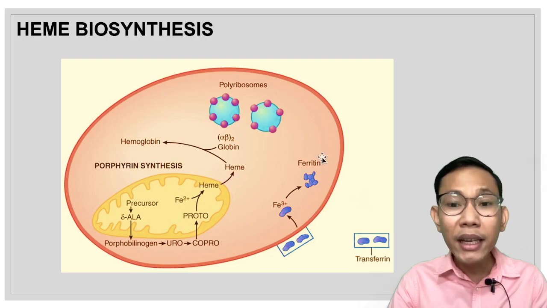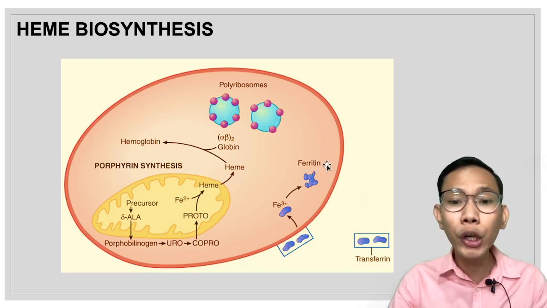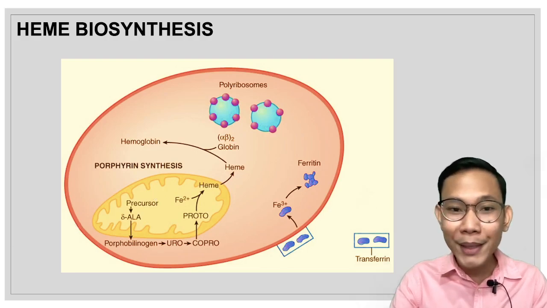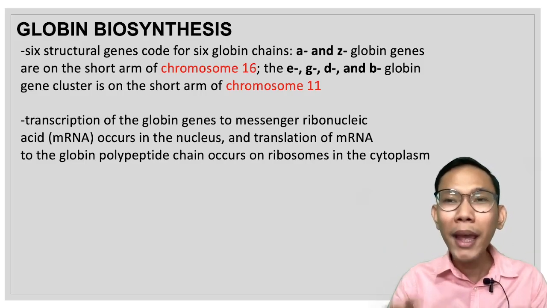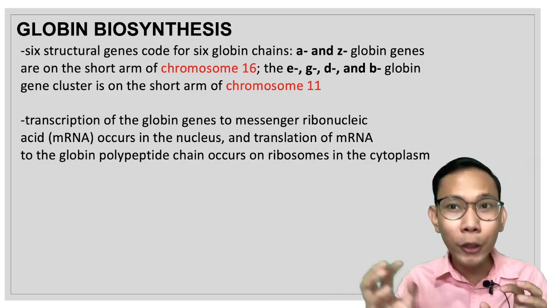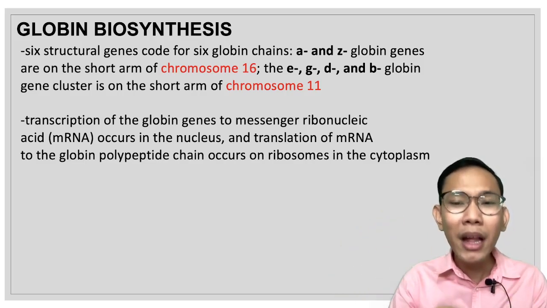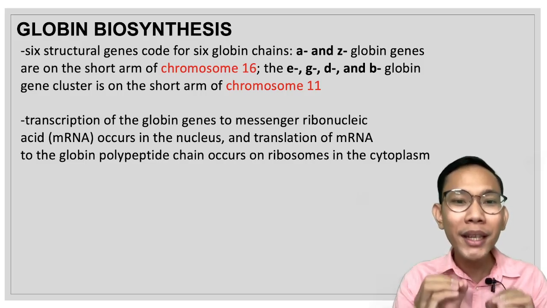Again, what is your ferritin? This is actually the storage form of your iron. Malalaman natin yan later with our iron metabolism. Okay, tapos na tayo sa heme, ha? Nag-gets na natin ng heme, alam na natin paano ginawa ang heme, and alam natin paano nakapasok yung iron and ma-incorporate sa ating heme. Now, let's proceed with your globin synthesis.